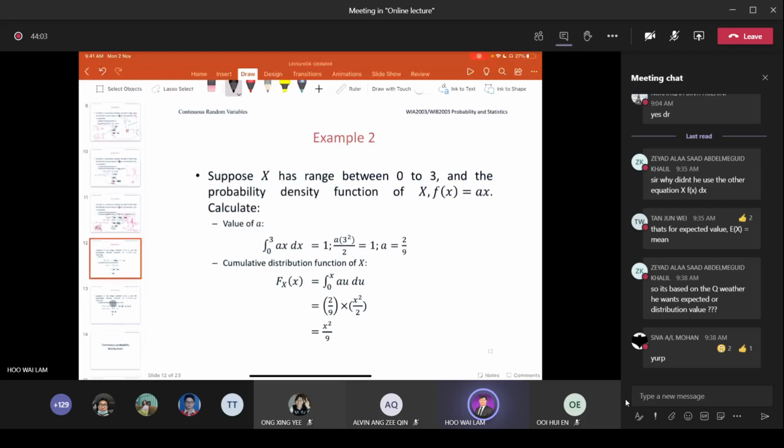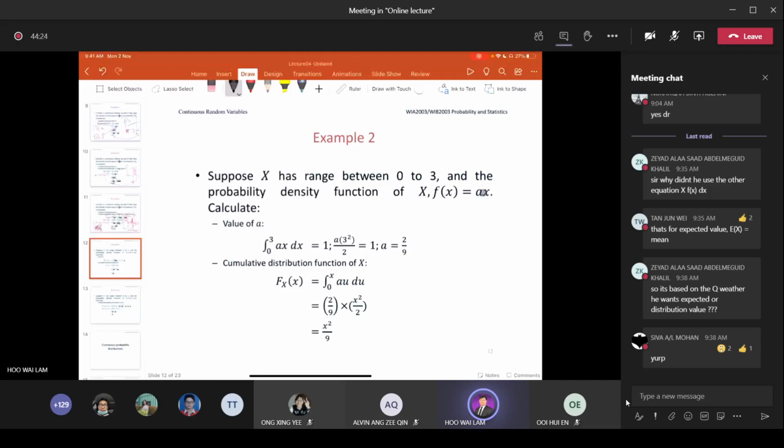I continue on the example 2. Okay. This time you'll notice that there's actually ax over here. Suppose x has a range between 0 to 3. Now the range is already given to you, and the probability density function of x, f(x), equals ax. Calculate the value of a. How are you able to get the value of a?